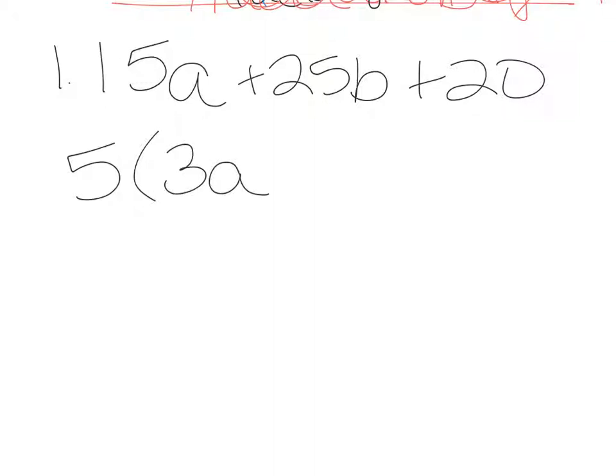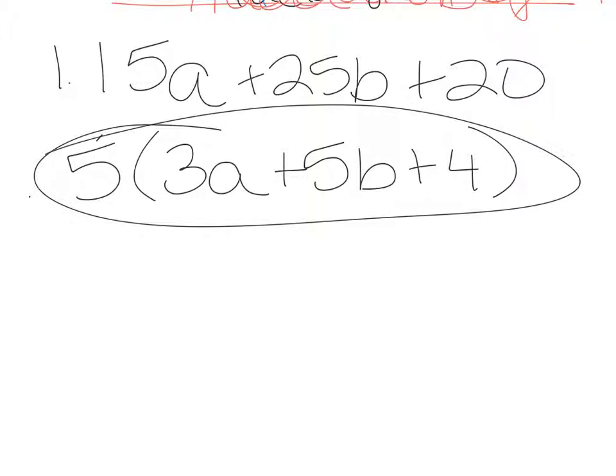Okay, and then if I were to distribute the 5 to my middle term, I need a 25b. The only thing that could go there would be a 5b. And finally, if I were to distribute the 5 to my last term, I need 20. So 5 times 4 will give me that last term that I need. Okay, let's look at another one.